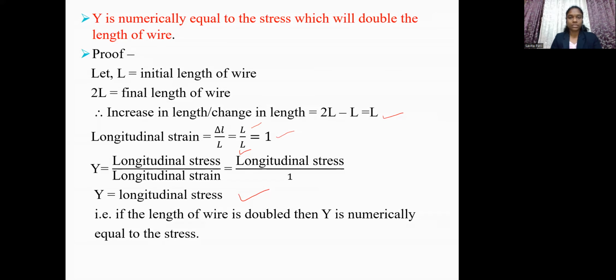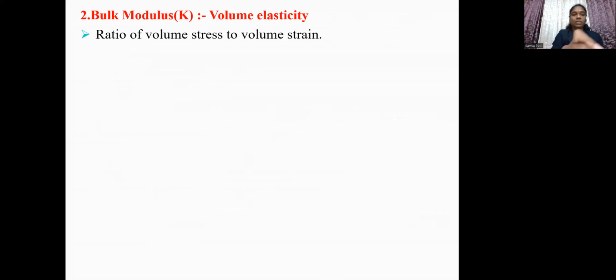Now, let us see the next modulus of elasticity, which is bulk modulus or volume elasticity. This modulus of elasticity is related to change in volume of the object or body due to applied deforming force. And this bulk modulus is defined as the ratio of volume stress to volume strain. Let us consider this figure.